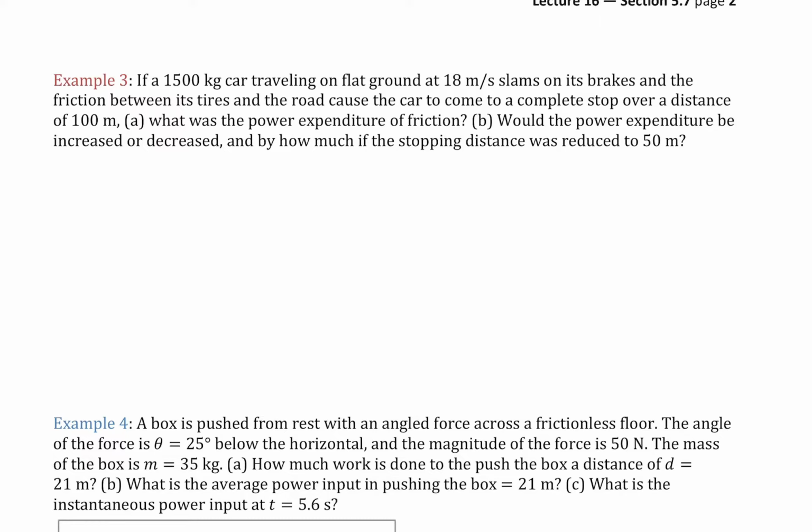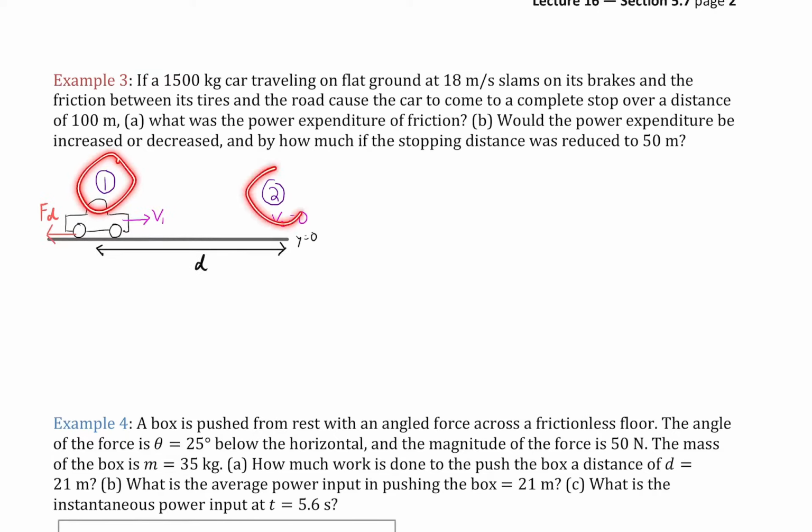So a 1,500 kilogram car traveling on flat ground at 18 meters per second, oh, we've seen that before, slams on its brakes, and the friction between its tires and the road caused the car to come to a complete stop over a distance of 100 meters. What was the power expenditure of friction? Okay, so here's our picture.